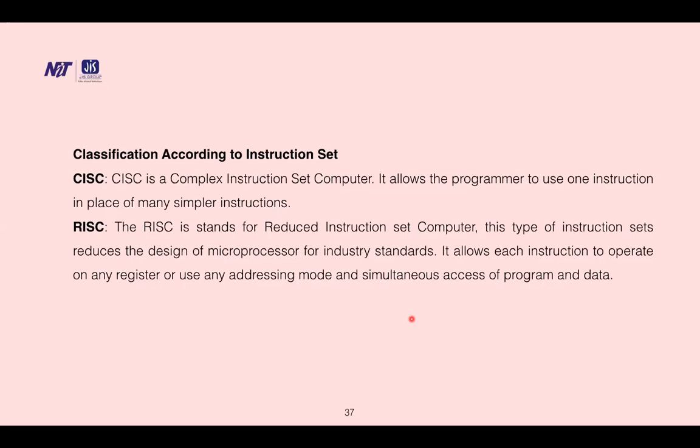Classification according to instruction set. CISC is a complex instruction set computer. It allows the programmer to use one instruction in place of many simple instructions. RISC stands for Reduced Instruction Set Computer. This type of instruction set reduces the design of the microprocessor for industry standards. It allows each instruction to operate on any register or use any addressing mode and simultaneous access of program and data.